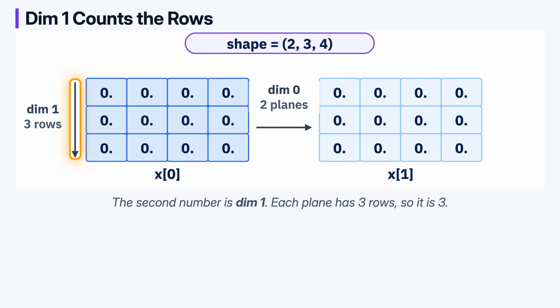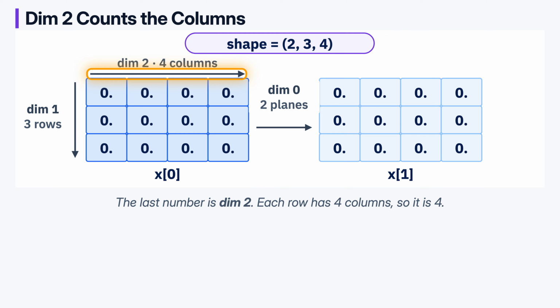The second number is dim 1. This axis runs down the rows. Let's count the rows in a plane. Row 1, row 2, and row 3, so dim 1 is 3. The last number is dim 2. This axis runs across the columns. Let's count the columns in one row. Column 1, 2, 3, and 4, so dim 2 is 4. 3 numbers, 3 axes.